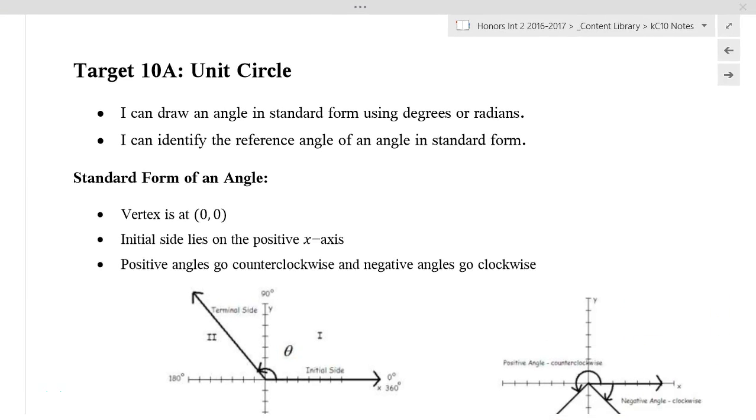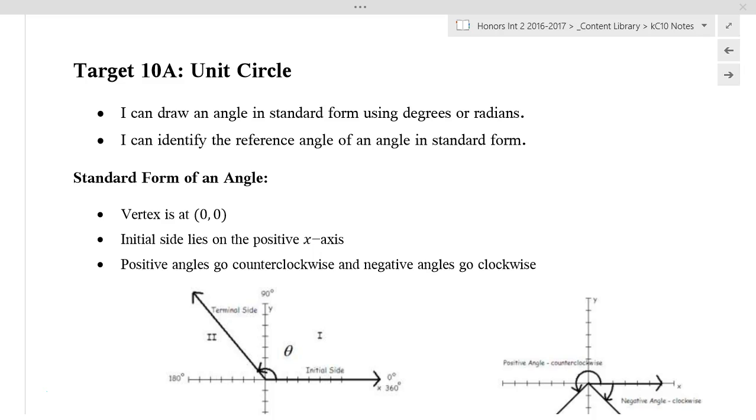So our first target is the unit circle. And the unit circle is all about angles that we draw on a coordinate plane. Today we're going to look at drawing an angle in standard form using degrees or radians, and then identifying the reference angle of that angle in standard form.